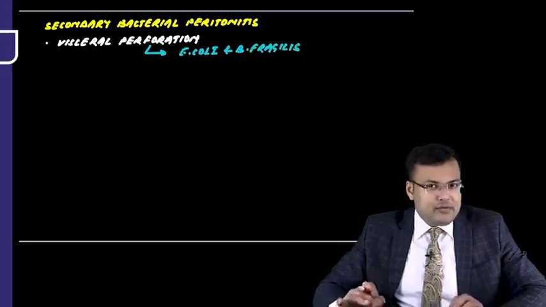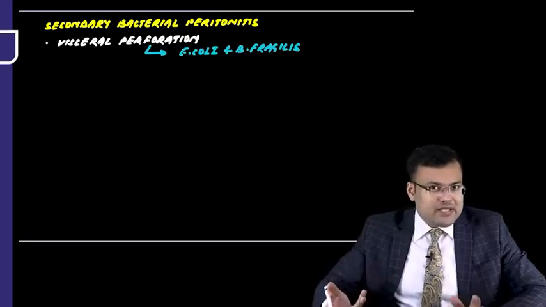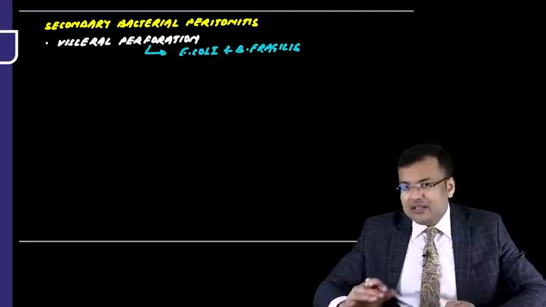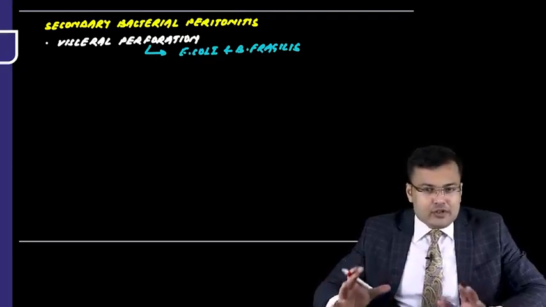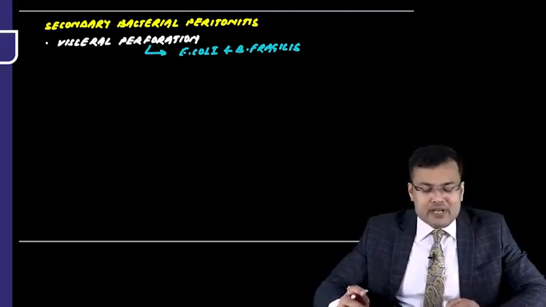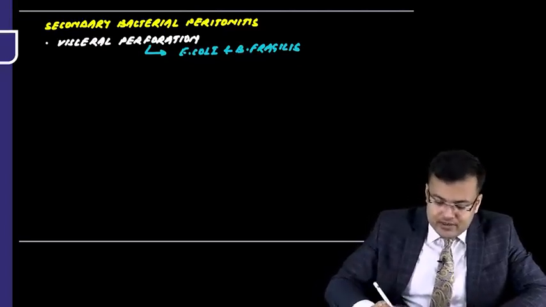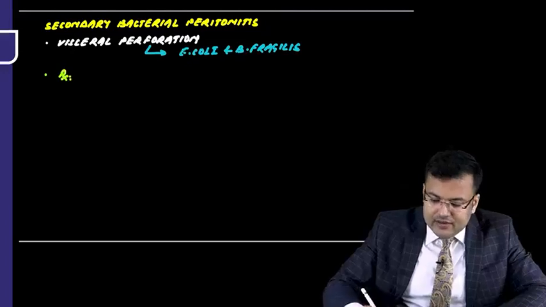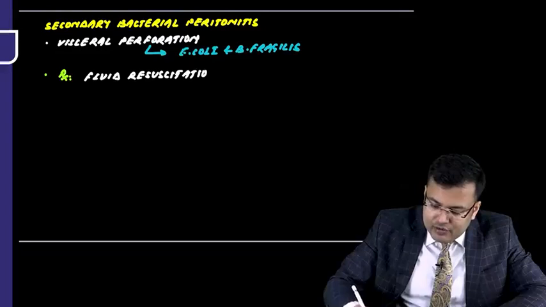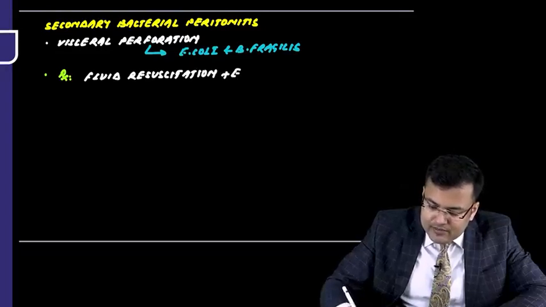Since it is perforation peritonitis, it is diagnosed by chest x-ray, where there will be gas under the right dome of the diaphragm. These patients are unstable at the time of presentation. So first you have to resuscitate, and after fluid resuscitation we go for exploratory laparotomy.